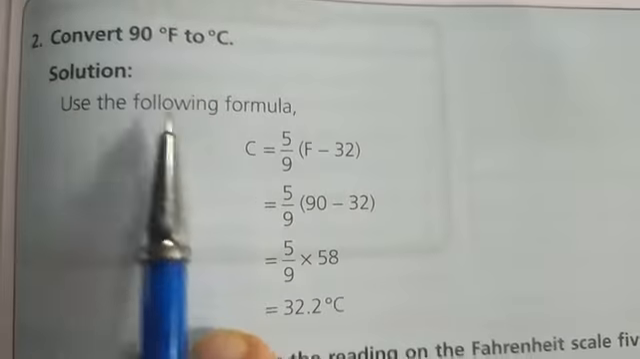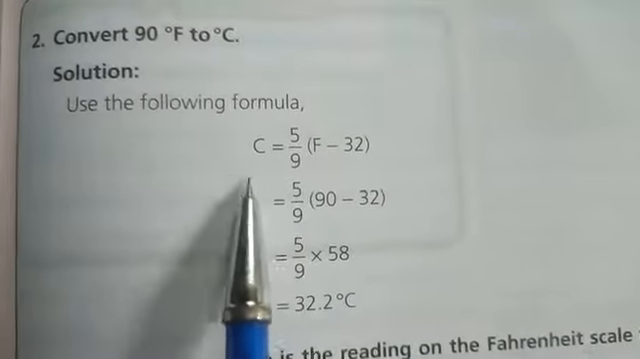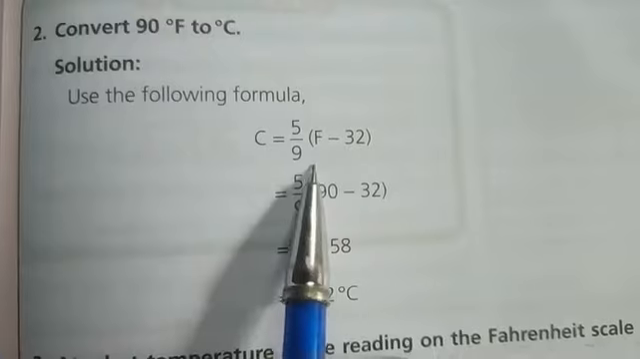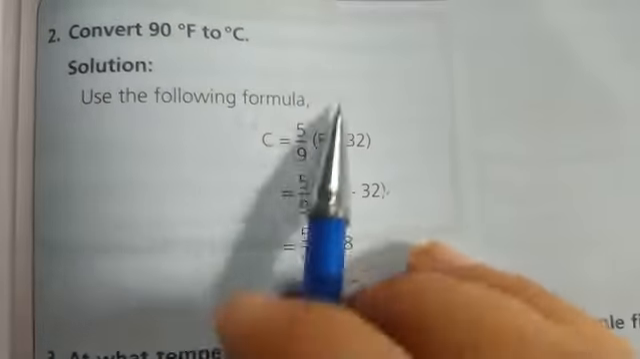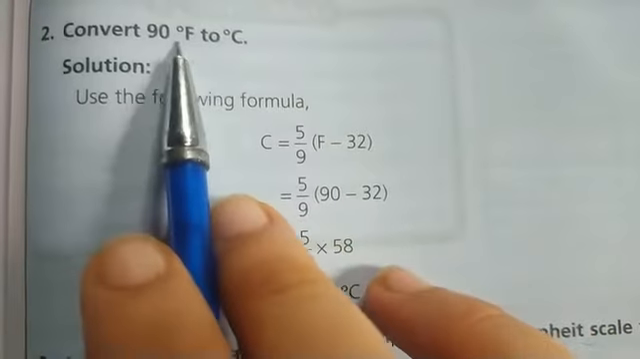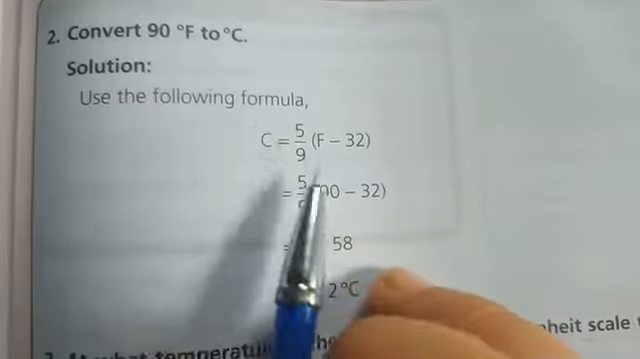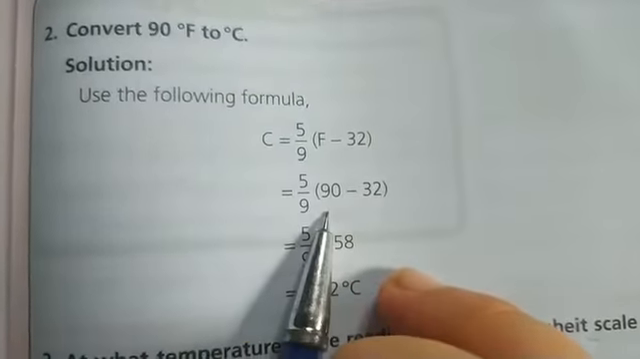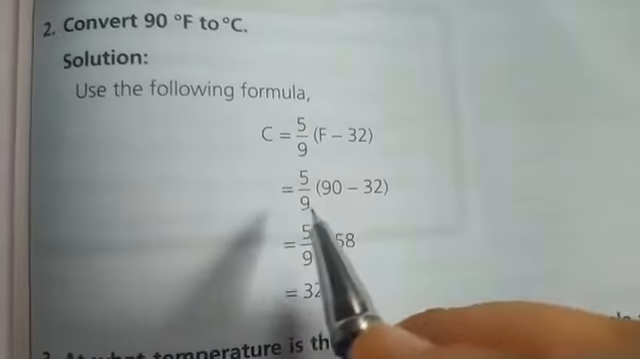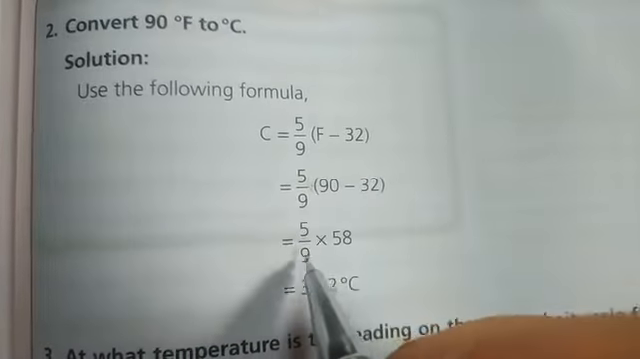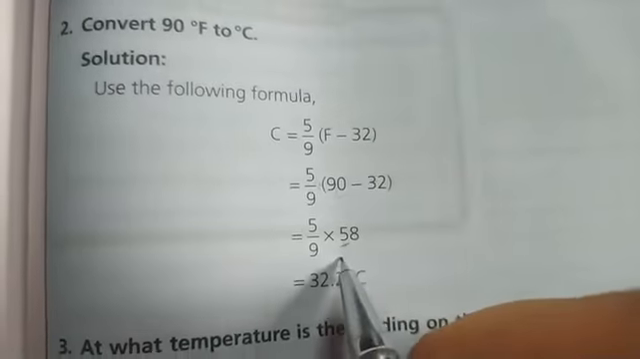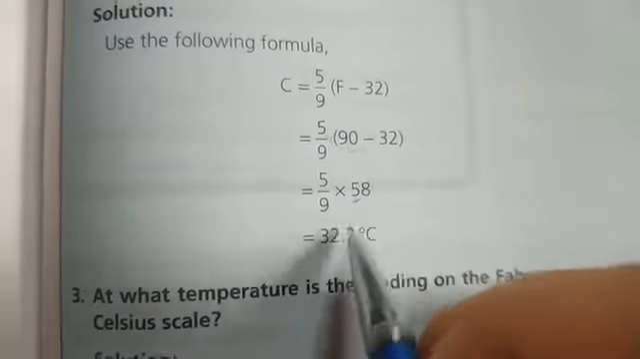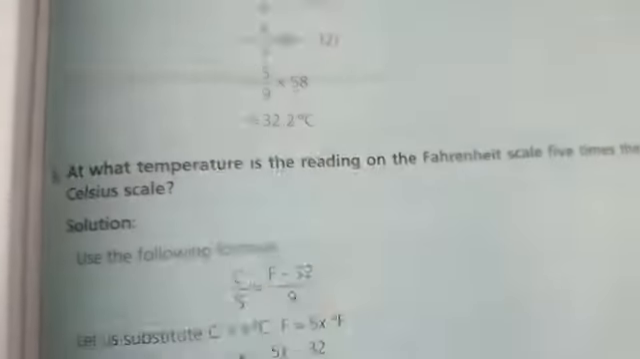Then we can use the formula for conversion, and it is degree Celsius is equal to 5 by 9 multiplied by F minus 32. Why have we used this one? Because we have to convert degree Fahrenheit to degree Celsius. So we will put the value of degree Fahrenheit, that is 90, so it is 5 by 9 multiplied by 58. The 90 minus 32 is equal to 58, and after solving this we will get this value.